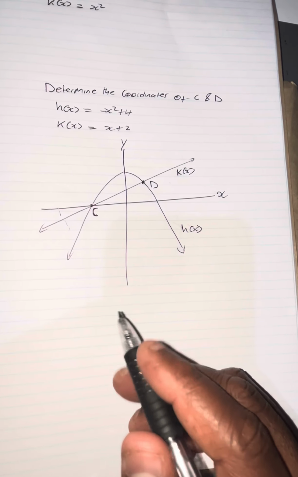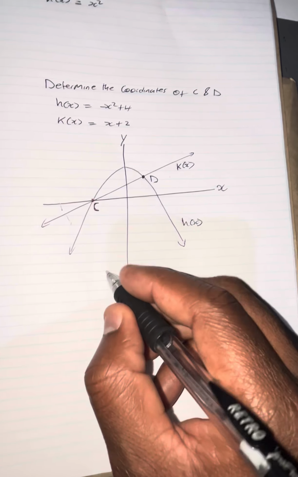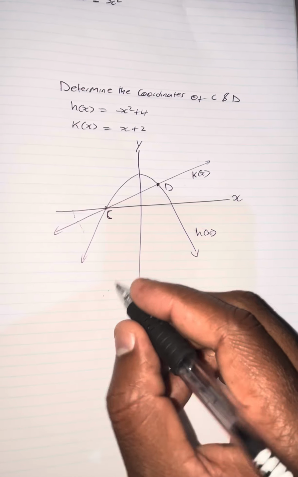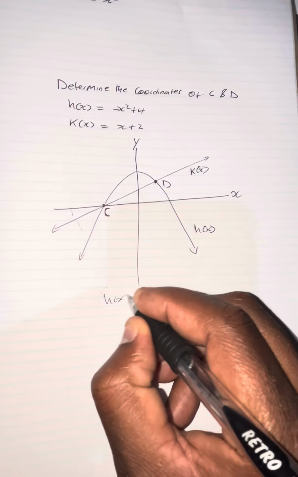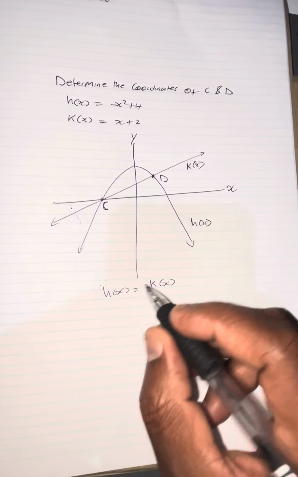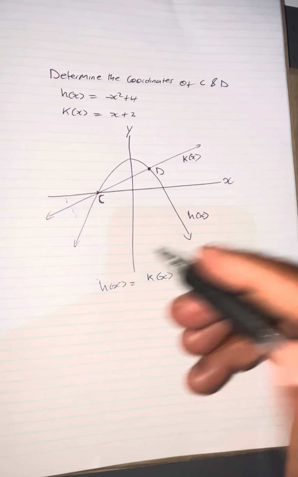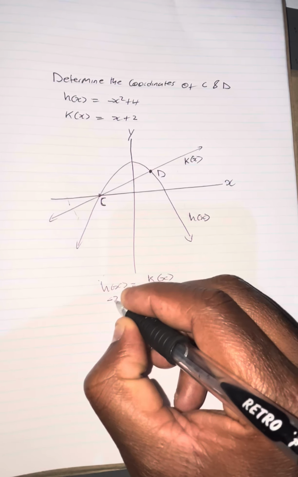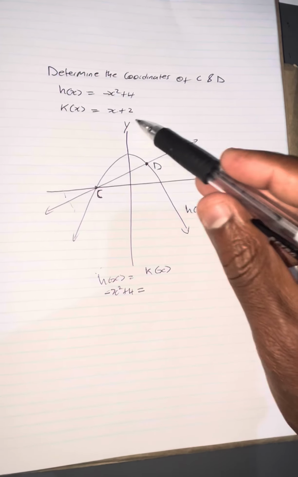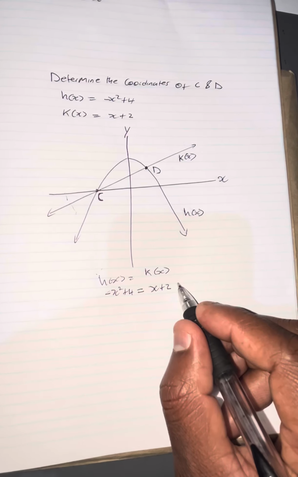So now, whenever they say you need to determine the coordinates of C and D, you just have to equate the two graphs. h of x is equal to k of x. So if there is h of x, you replace it by what? By negative x squared plus 4. So it's negative x squared plus 4, which is equal to, for k of x, x plus 2. So now you can solve for x, okay?